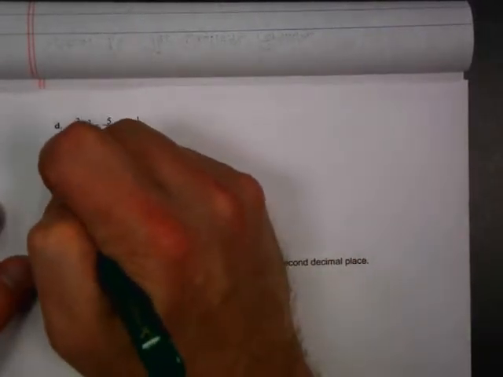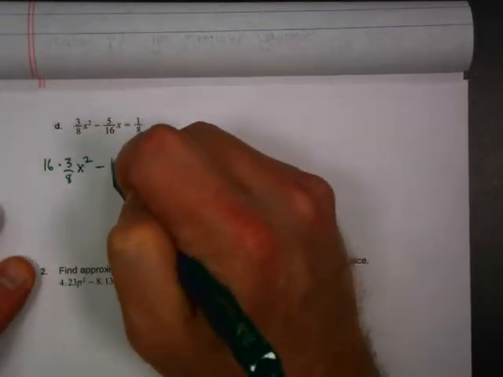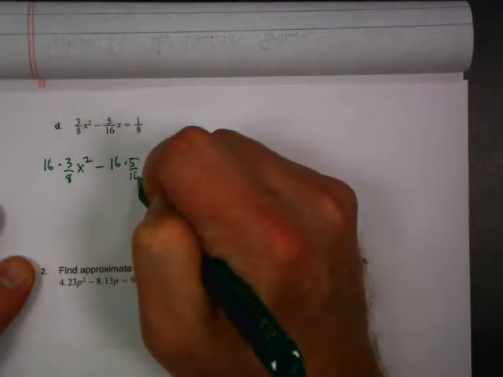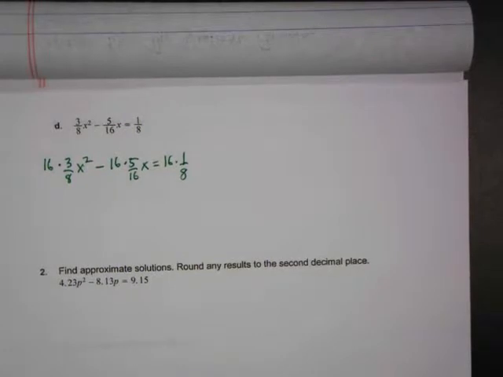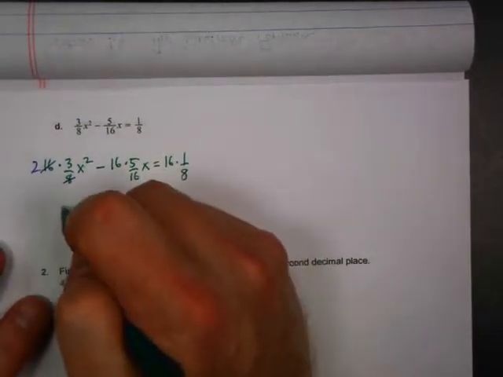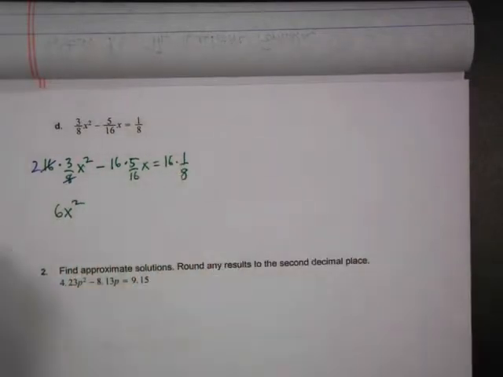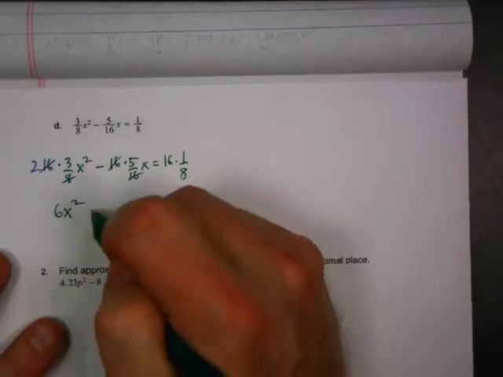Times it by everything. So we're going to take 16 times 3 over 8x squared minus 16 times 5 over 16x equals 16 times 1 over 8. Don't let the fractions freak you out. Get rid of them. What's 16 times 3/8? Well, 16 divided by 8 is 2. And then 2 times 3 is 6. That's going to be 6x squared. 16 and 16 just cancel out right there. Minus 5x.